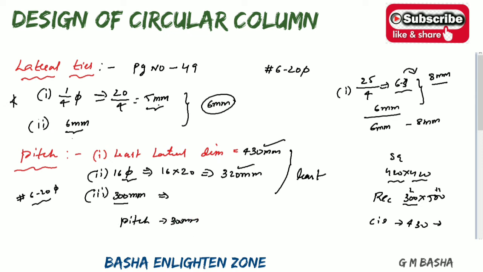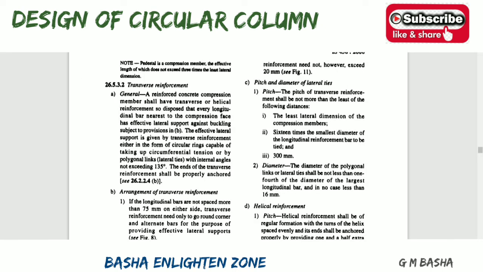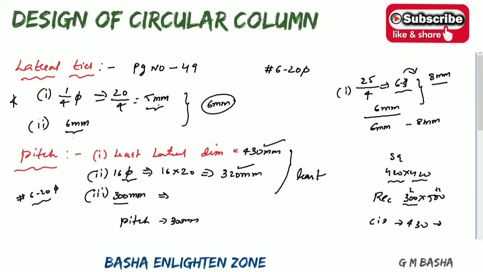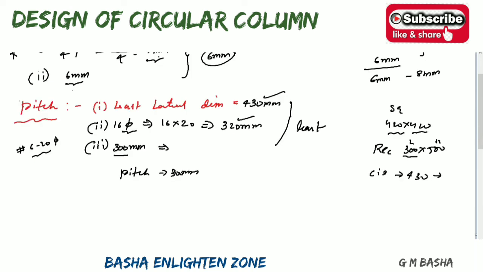So in the Indian standards there will be one small mistake here, that is 16 mm like that. So you please change this value to 6 mm, round off this value to 6 mm only. So it is a printing mistake there. Then give the statement, that is, provide lateral ties of 6 mm with 300 mm pitch.